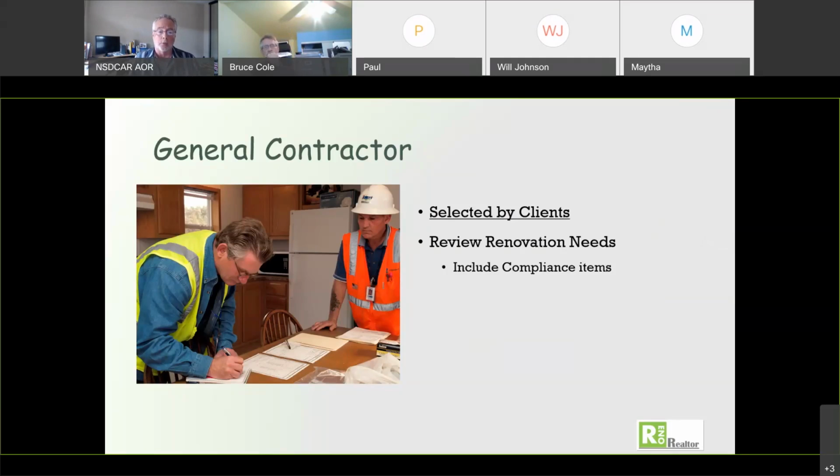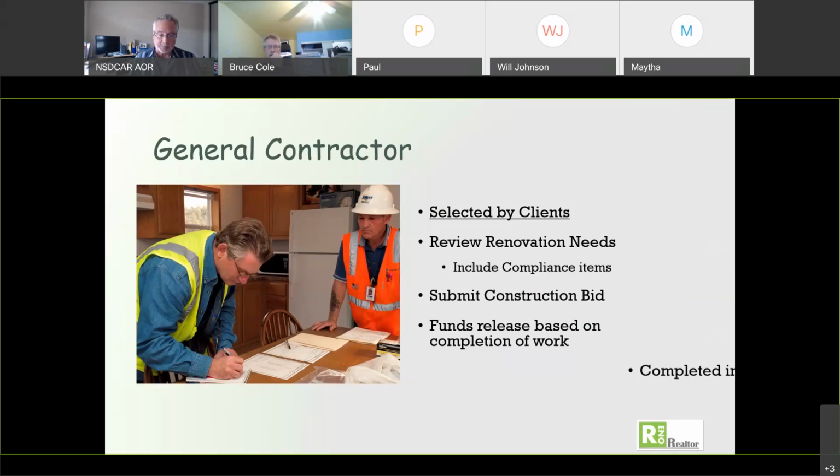So again, they're going to go through the customer needs in terms of the types of renovations that they're doing. They will be forwarded compliance items. So they will now be in a position where they could submit a construction bid. Again, that comes to me for review. I create the documentation for that. As I mentioned earlier, funds are based off of completion of work. So the buyer, again, is protected.